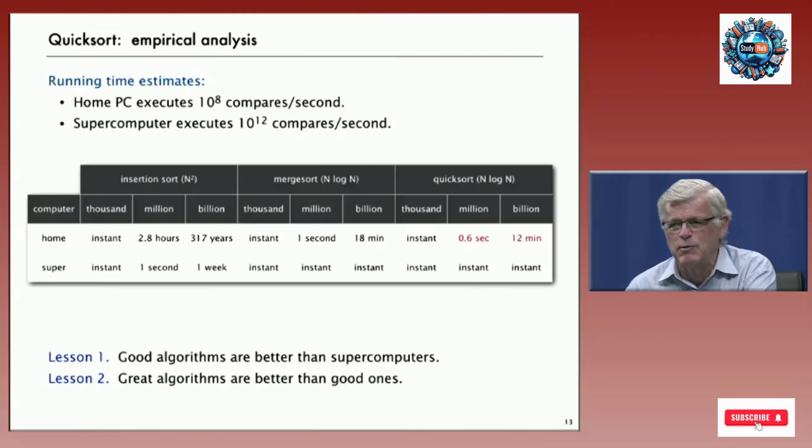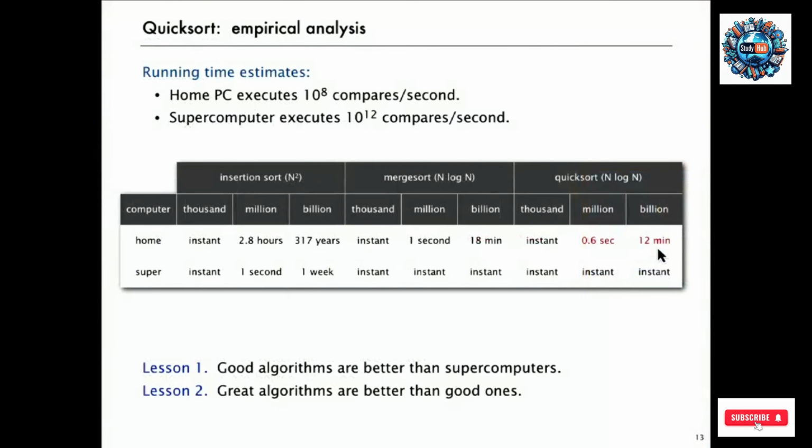This is extending the table we looked at last time. And you can see over in the right column here, Quicksort is quite a bit faster than Mergesort. And again, a good algorithm is much better than having a supercomputer. Even on your PC, you can sort a huge array of 1 million items in less than a second and 1 billion items in only a few minutes. So again, this sort of timing is why Quicksort is so widely used, because it's simply just faster than Mergesort.